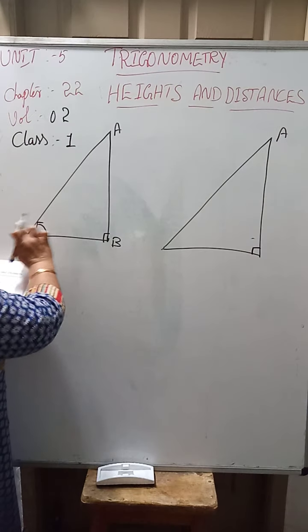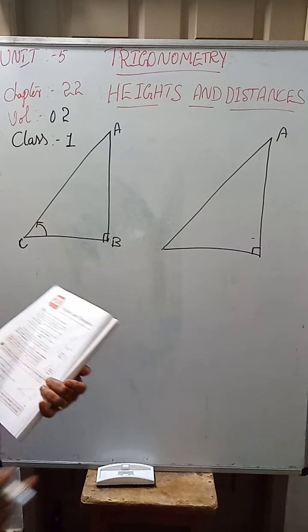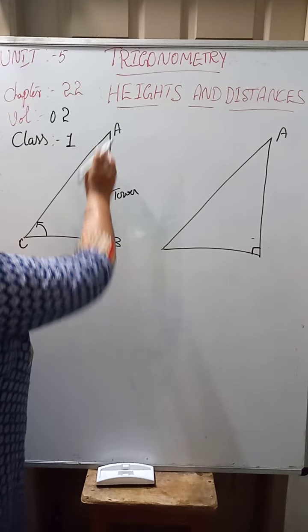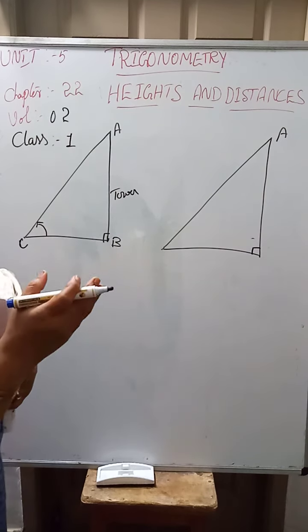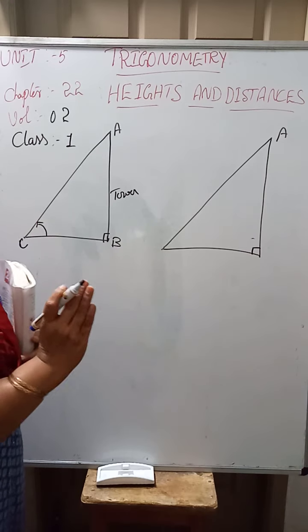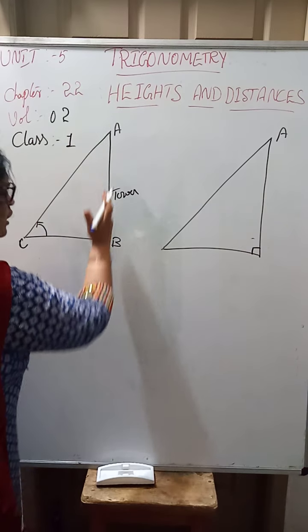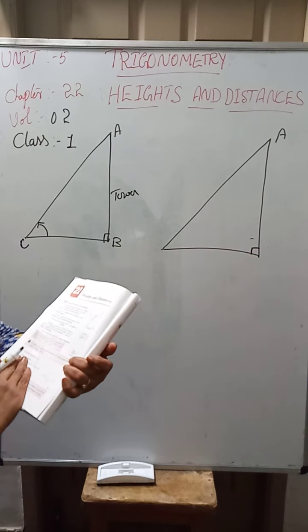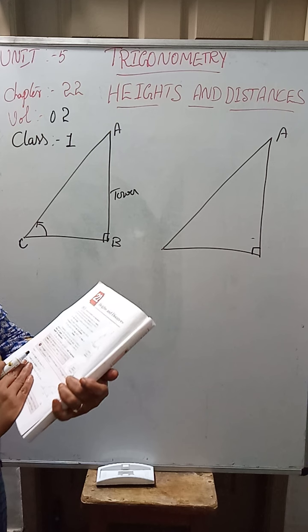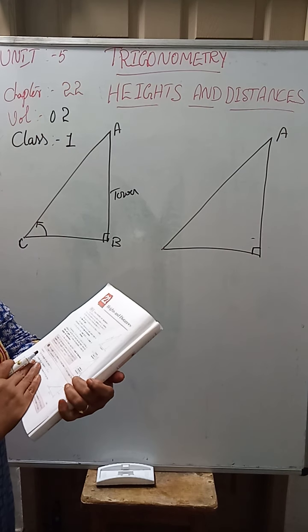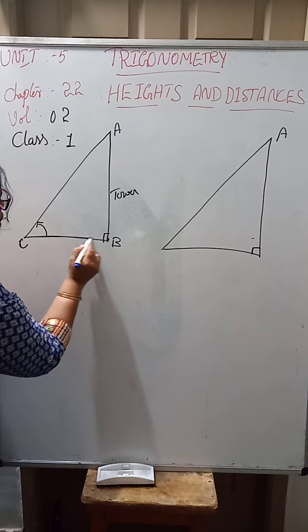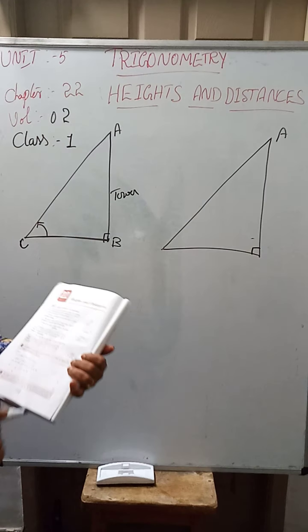Here ABC is a right angle triangle. Let AB be the tower or a pillar or a tree, whatever it may be, which stands vertically. Now here we are considering this as AB. Let AB be the tower, it can be a minar, it can be a pillar, whatever it is, standing on a level ground. Now BC is the level ground.